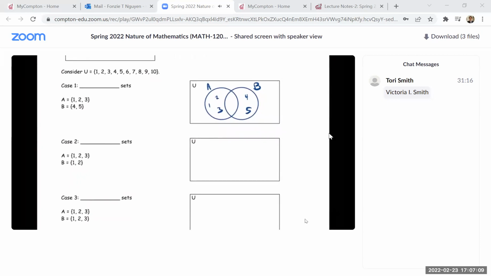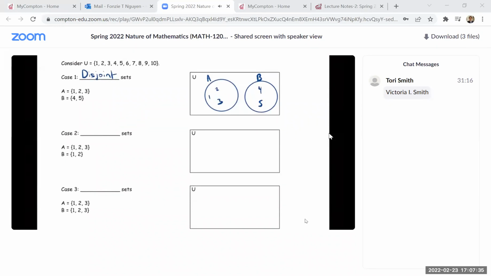Actually, you could have drawn the picture like this instead, because there's no overlap. If there's no overlap, they don't have to touch. So that's called disjoint sets, because there's no overlap.